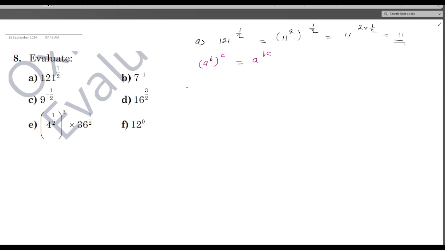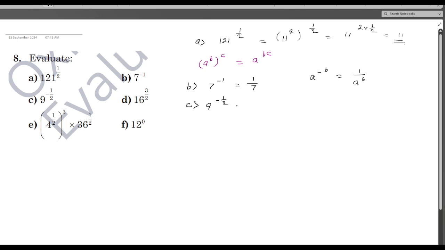The next question, b, it is 7 power minus 1. So 7 power minus 1 will be written as 1 divided by 7. Again here, the rule of indices is a power minus b is 1 upon a power b. Next, c, 9 power minus half. So first I can say that this is 1 upon 9 power half. And then this 9 I can say is 3 power 2. And the whole power half means the powers will multiply. And the result will be 1 upon 3.